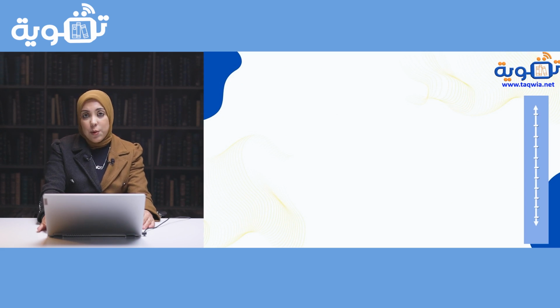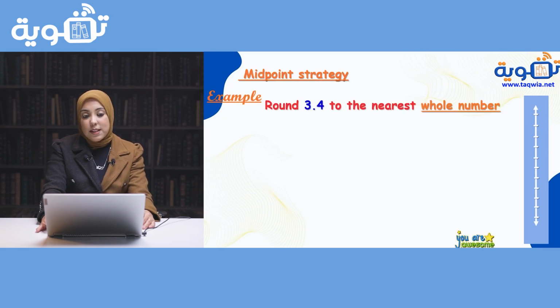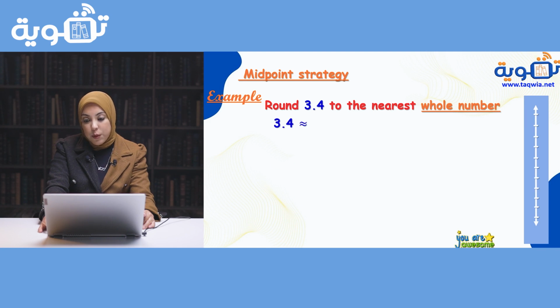The first strategy we're going to use is the midpoint strategy. For example, here we want to round 3.4 to the nearest whole number. First, we draw the vertical number line, and then we write the two whole numbers that 3.4 lies between. But the question is, which two whole numbers does 3.4 lie between? The whole number we have here is 3, and what is the next number? We have 4. So 3.4 is between 3 and 4. We're going to write 3 down and 4 up.